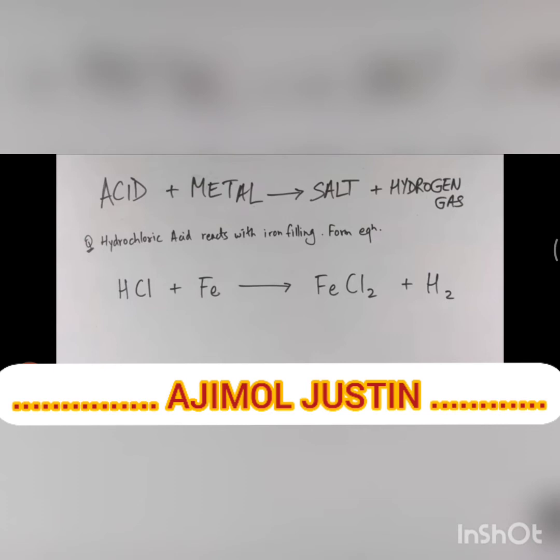Giving, you have to form the equation. What will both of these together form? It will give a salt and hydrogen. So before writing the salt, you will write H2, hydrogen. And what is left? Fe is left and Cl is left. So you will write FeCl. And when you balance the equation, you will get 2HCl plus Fe gives FeCl2 plus hydrogen.